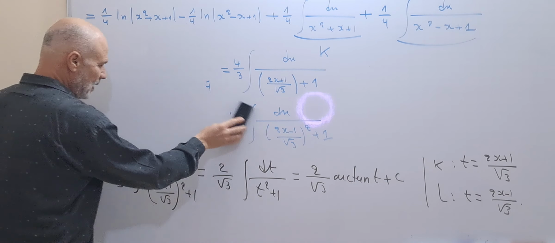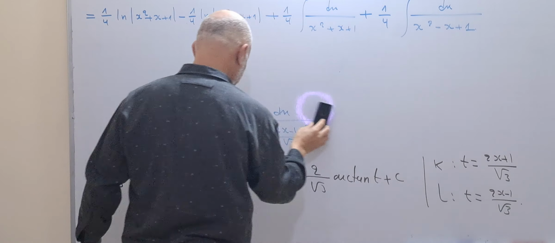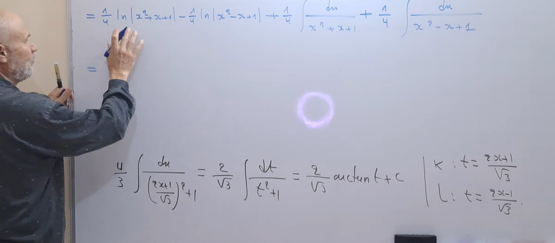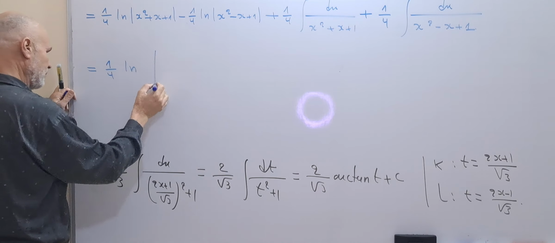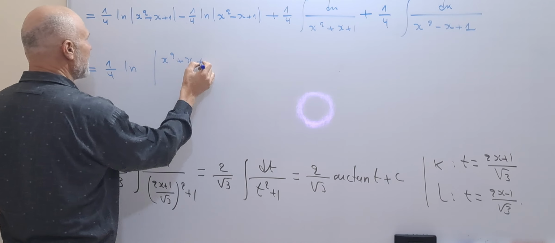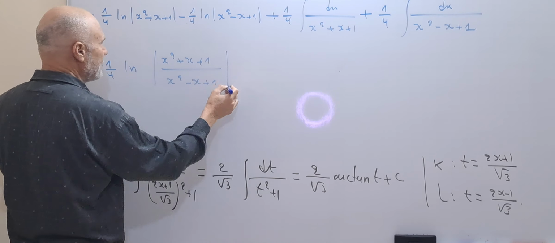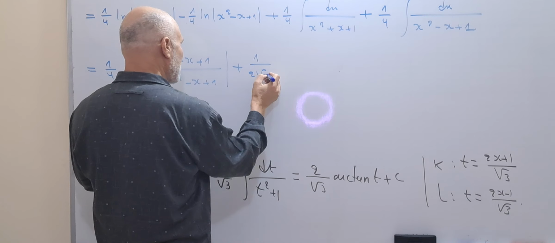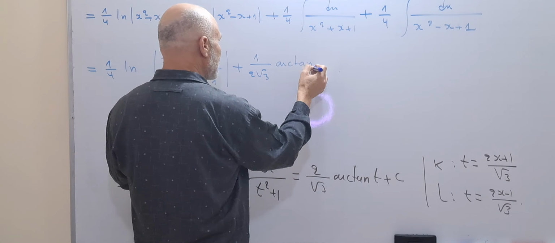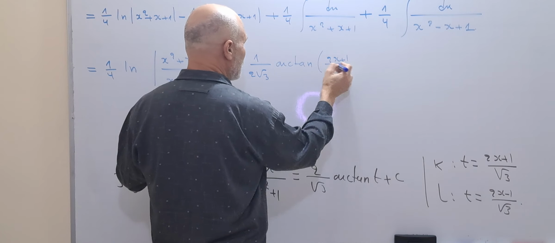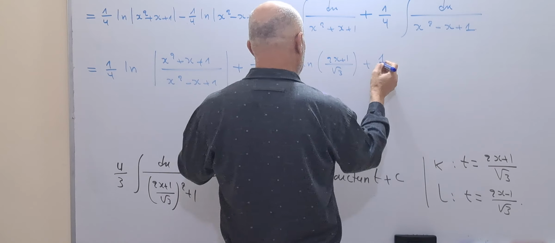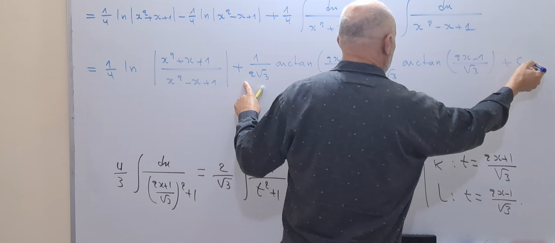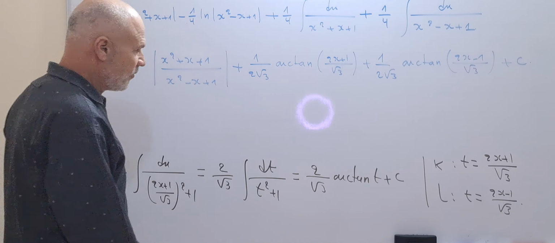So this is equal to 1 over 4 ln absolute value of x squared plus x plus 1 over x squared minus x plus 1, plus 1 over 2 the square root of 3 arc tangent of 2x plus 1 over the square root of 3, plus 1 over 2 the square root of 3 arc tangent of 2x minus 1 over the square root of 3, plus a constant. This is the final result.